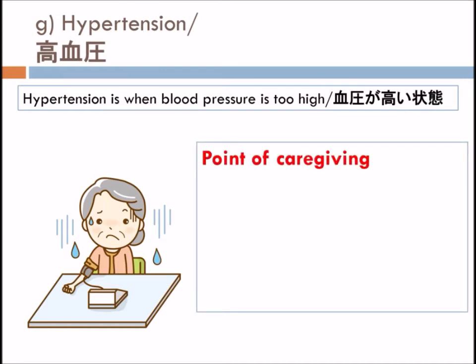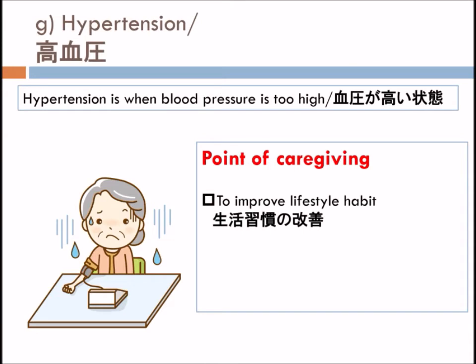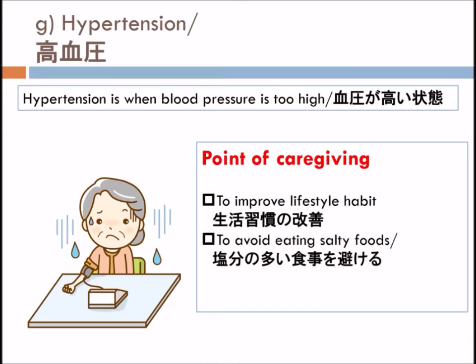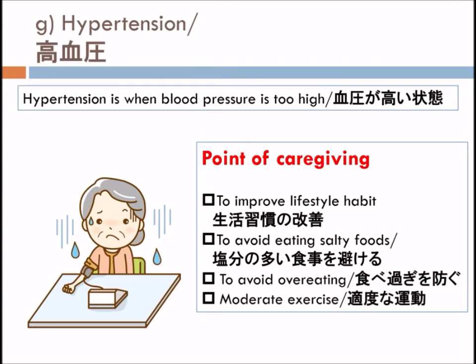Point of caregiving. Improve lifestyle habits. Avoid eating salty food. Avoid overeating. Moderate exercise. Types of treatment are diet therapy, exercise therapy, and drug therapy. Atherosclerosis is caused by hypertension, and it will promote cerebral vascular disease and heart disease.